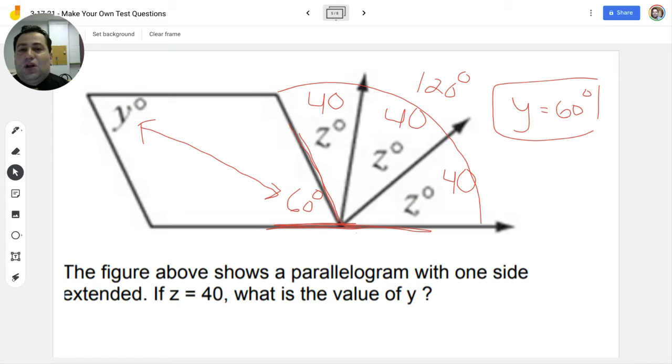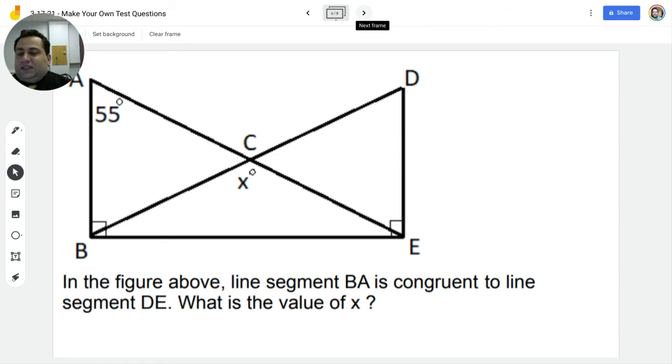Let's look at number 6. In number 6, it says, in the figure above, line segment BA is congruent to line segment DE. What is the value of x? So first, let's record this part on the diagram. BA is congruent, which means equal, to DE. So BA is here, and DE is here. So what we have here is overlapping triangles, and this can be confusing.